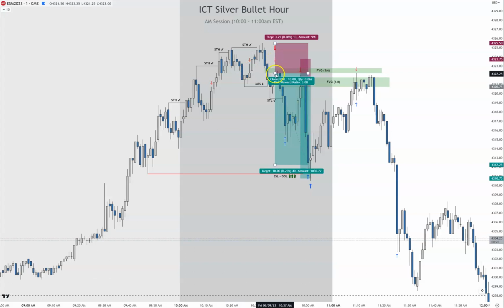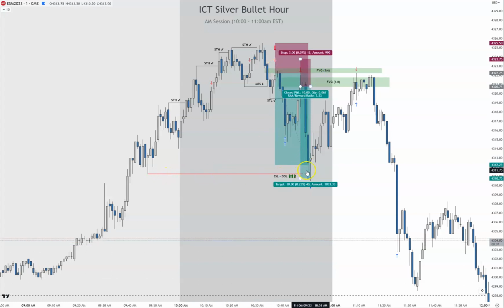I entered here because this swing low was the swing low that was the catalyst that took out the swing high. So that is a true market structure shift. That's a good entry. And then I just would have been targeting my 10 handles and would have just got out right here and been done.